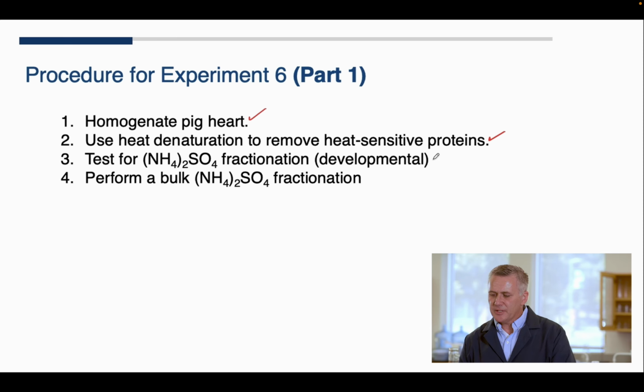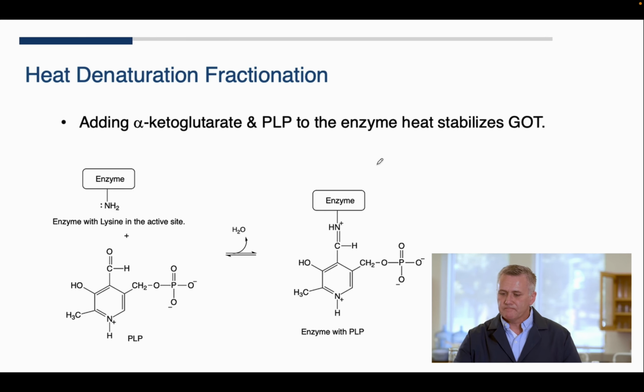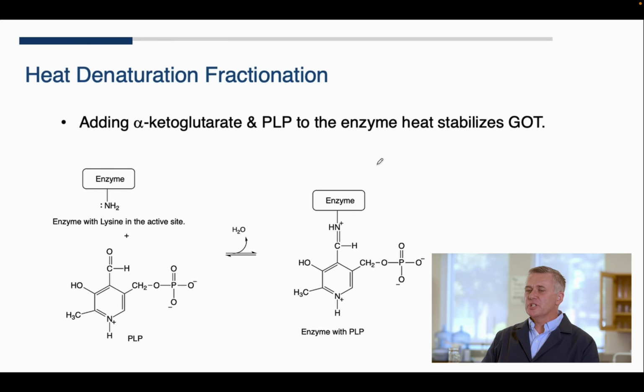And then we're going to test next for what is the best solution of ammonium sulfate, which we just talked about, a developmental assay for GOT to basically isolate it. And then we're going to perform a bulk ammonium sulfate fractionation of one sample to actually isolate GOT. All right, so that's the general procedure for part 1. Again, this heat denaturation step is critical because we don't want to heat denature GOT. If we do that, then it's not working, you can't detect it.